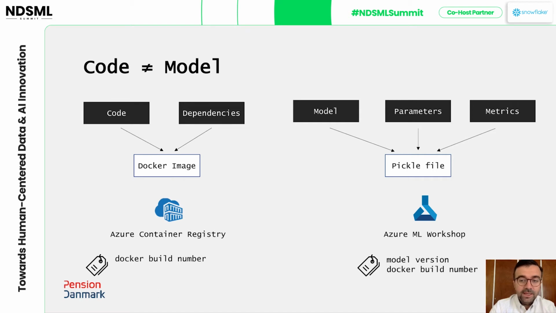And the way we do this is by tagging. Each Docker container has a build number, and each model has a model version, but it also has a Docker build number tag, which is the build number of the Docker container the model was trained inside. And this will all make much more sense when I show you how we train our models. But just know, we have a tag that links the models with the Docker container, so the ML part with the code base.